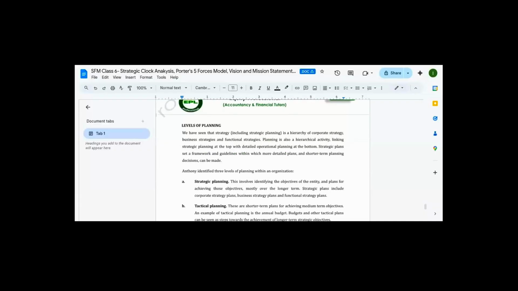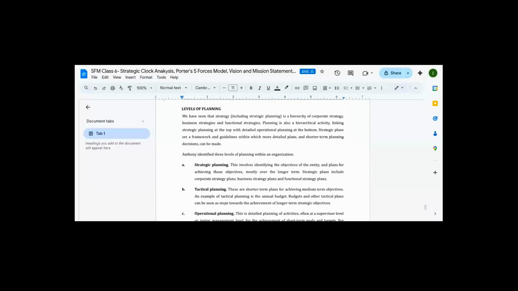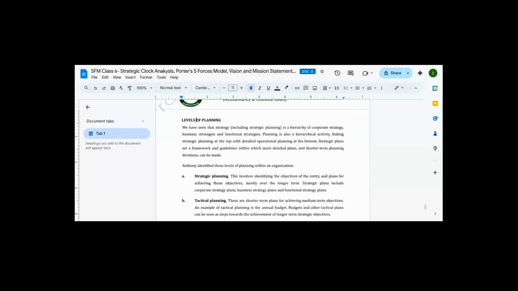So lastly, we look at level of planning. Level of planning is a very common thing that we know. In the level of planning, our focus should be to know the three types of planning level that we have. According to Anthony, he identified three levels of planning within an organization. What are the three levels of planning?